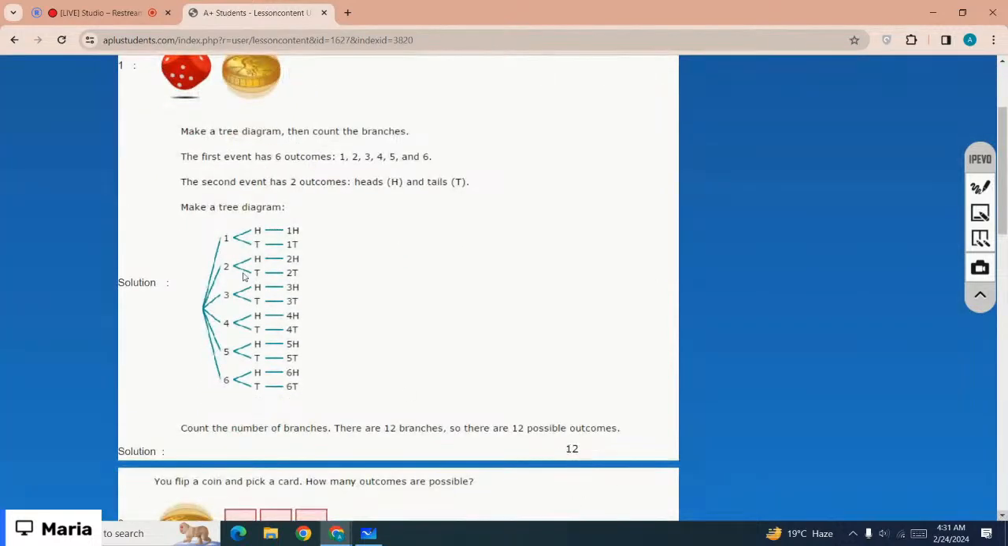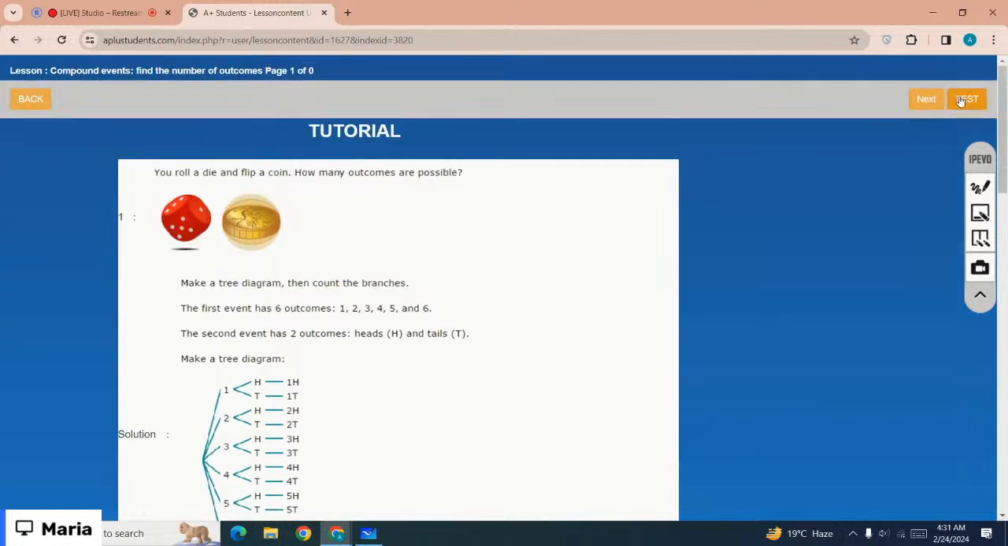You can calculate this way by making a tree diagram. When you have 1 on the die, on the coin either it is head or tail, right? When you have 2 on the die, again you have two options, so the total outcomes for these events are 12. So whenever you need to calculate the outcomes of the compound event, just calculate the outcomes of both the events and then multiply them. That is the way to calculate the outcomes.